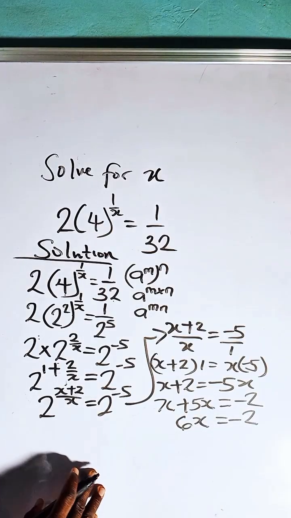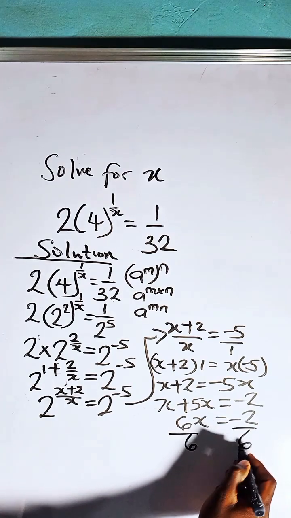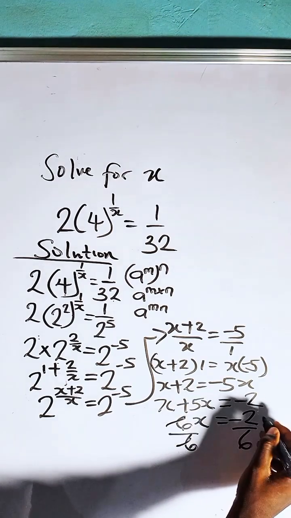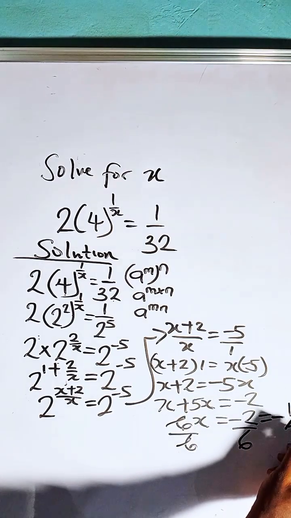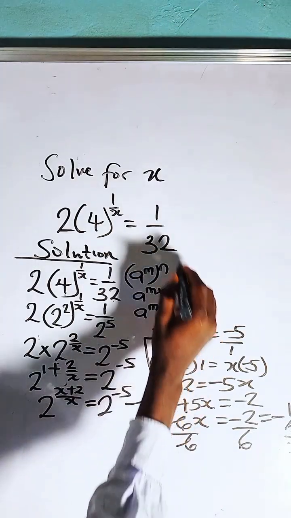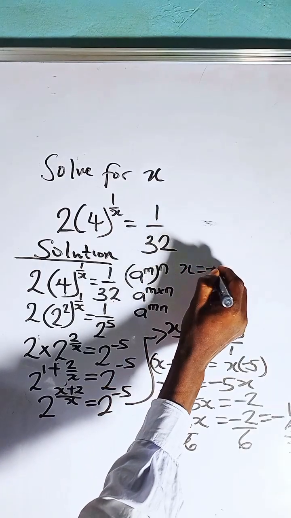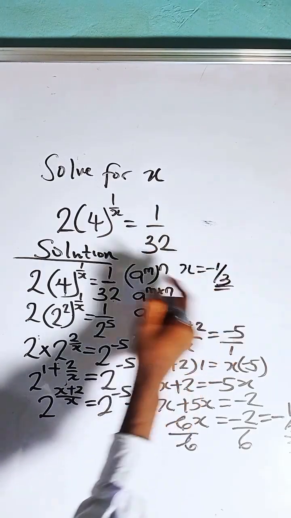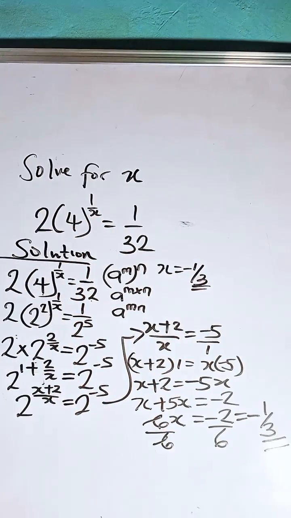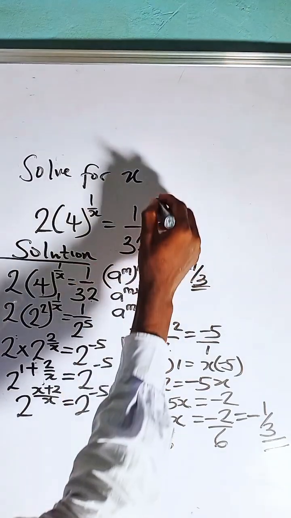So what can we do from here? We divide both sides by 6, which is the coefficient of x. When we do that, we have x to be minus 1 over 3, which is the value of x. So we have x to be minus 1 over 3, which is the value of x in this equation. So let us try another way of approaching this equation.